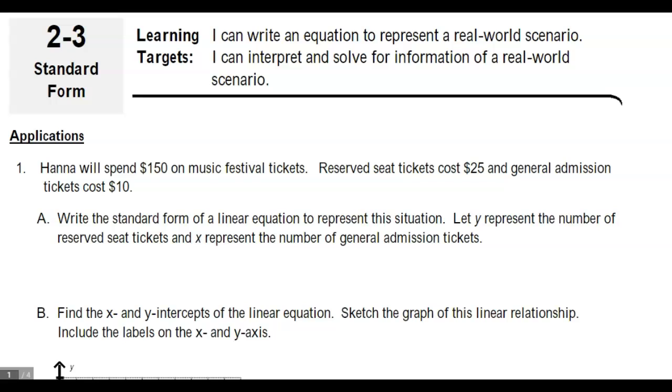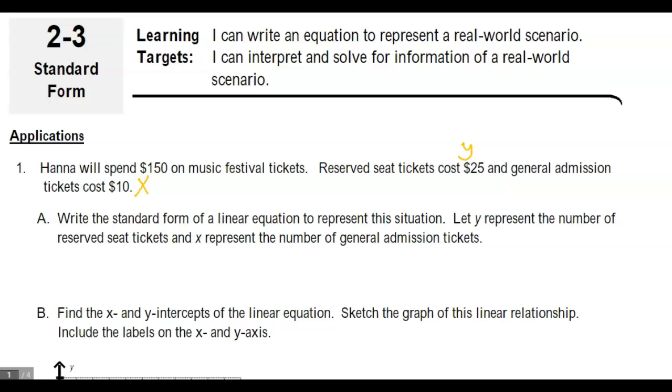Here we go. What we want to be able to do is write an equation to represent a real world scenario and interpret that. So it says Hannah will spend $150 on music tickets. Reserved tickets are $25 and general admission is $10. A lot of times they will tell you how to assign things, and if they don't, then you just pick what you want to do. In this case, it says let y equal the number of reserved tickets, that's over here, and let x represent the number of general admission tickets, that is here.